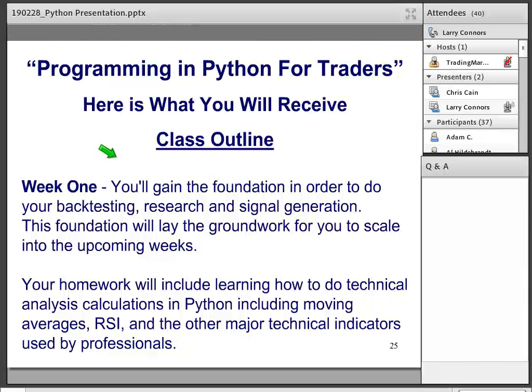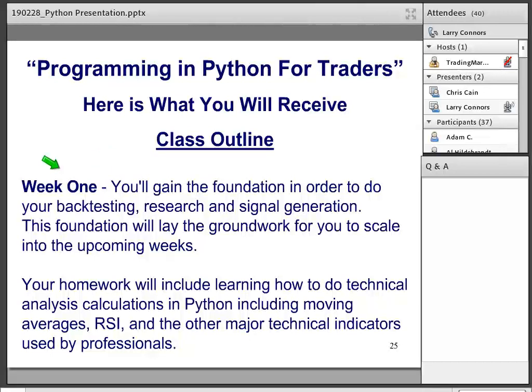What I'm going to do here is share with you what the class outline is, so you'll be able to see week by week what you're going to learn. You'll be given homework assignments each week to make sure that what you've been taught gets reinforced. Plus, Chris is going to be coding throughout the class. Chris is going to be providing his code to everyone in the class, so you'll be able to take Chris's code, use it as you like, but you'll also be able to match up your own code.